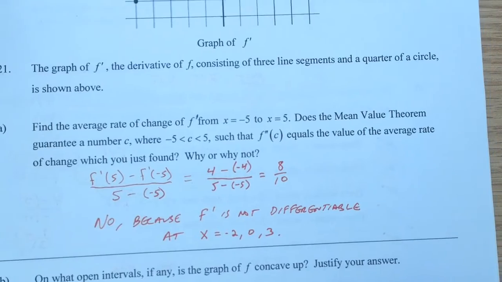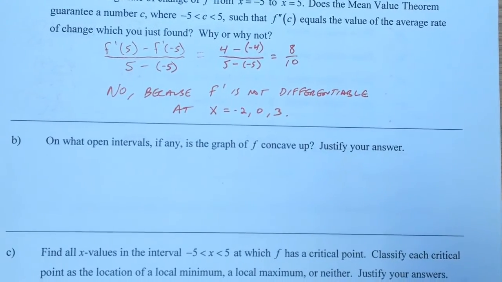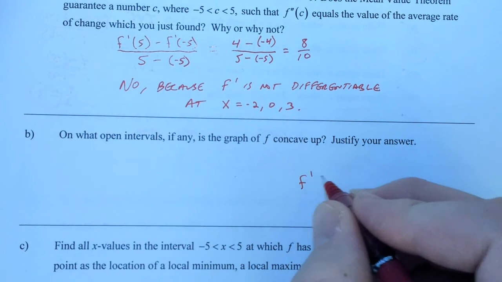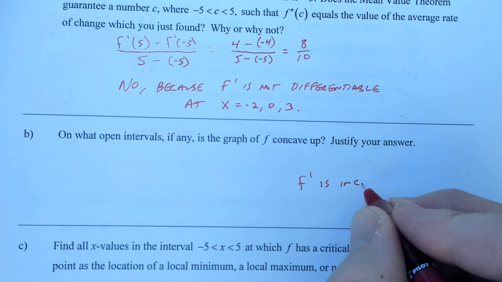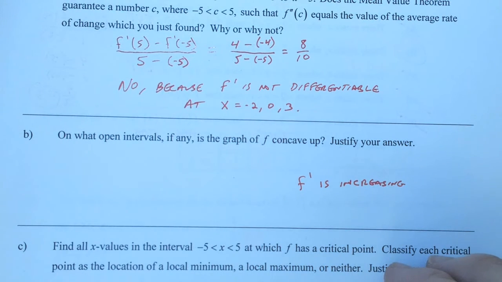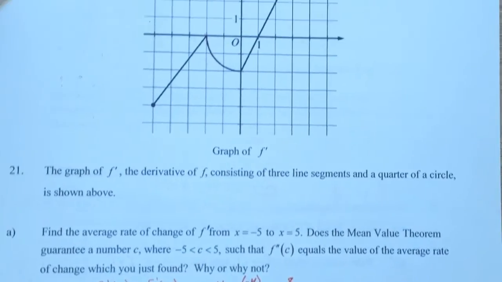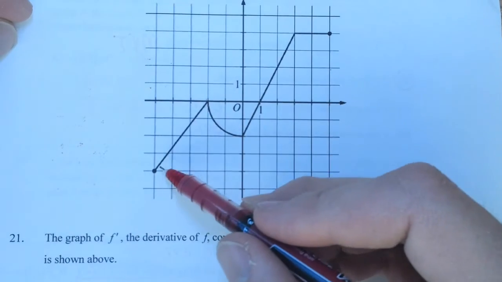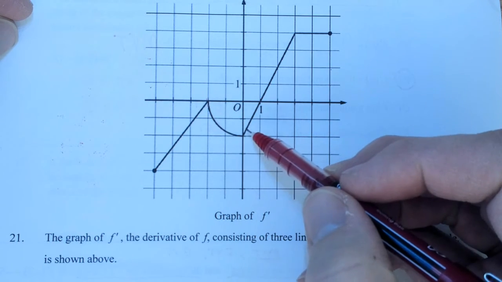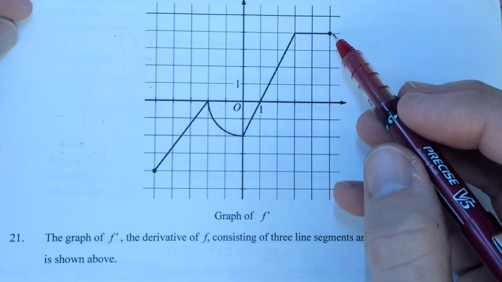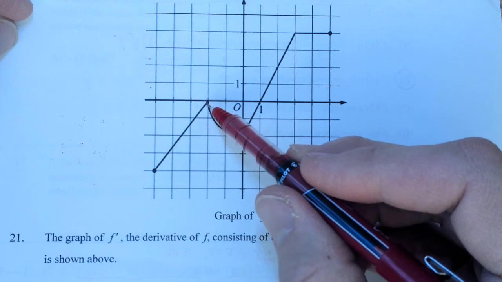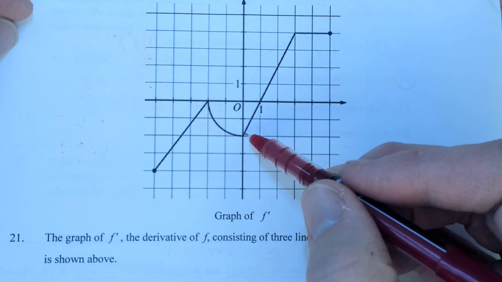Part B, on what open intervals, if any, is the graph of f concave up? Justify your answer. So f is concave up when f prime is increasing. So we need to determine when, if at all, f prime is increasing. Go back to our graph. We see that f prime is increasing at the start of the domain, then it decreases, then f prime increases again, and then it remains constant. So the first derivative is increasing from -5 up to -2, and also from 0 up to 3.